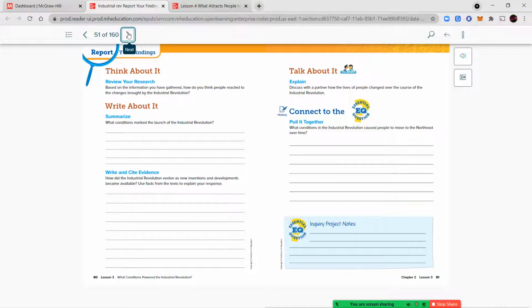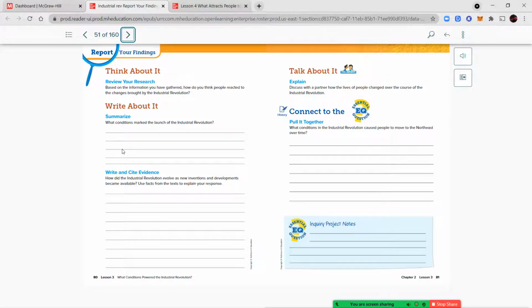Now for our next pages, in our Write About It section: what conditions marked the launch of the Industrial Revolution? Tell me about different inventions that had to do with the textile industry. Tell me about the factory systems, raw materials, about people moving to cities. Tell me what started the Industrial Revolution.